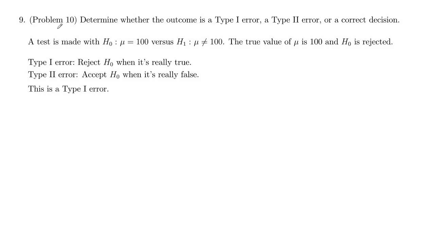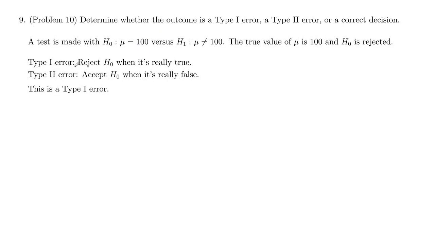This example is like problem 10 in the exam review. We want to determine whether the outcome is a type 1 error or a type 2 error or a correct decision. So we're testing mean equals 100 versus mean not equal. The true value of the mean is 100, but the null is rejected. So the true value is 100, which is the null hypothesis, but we reject that.